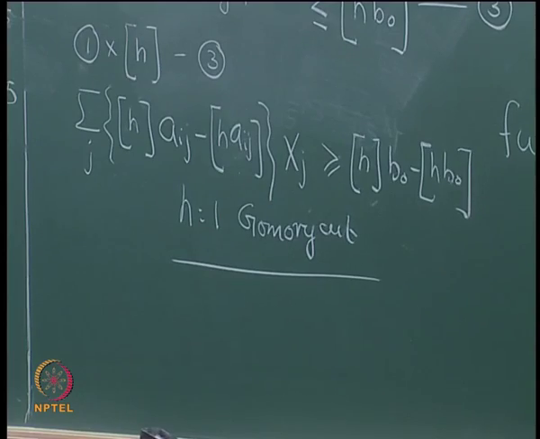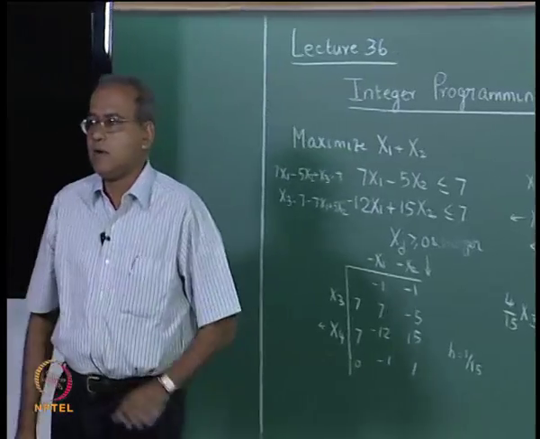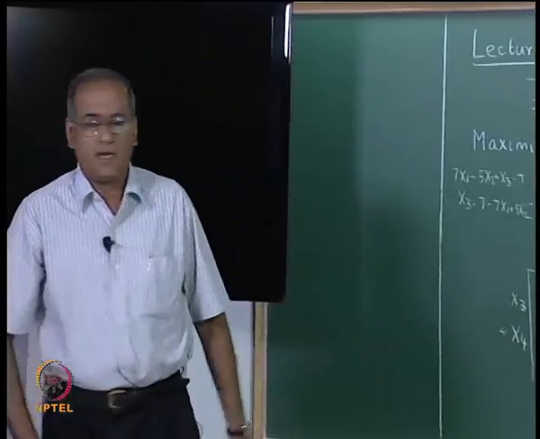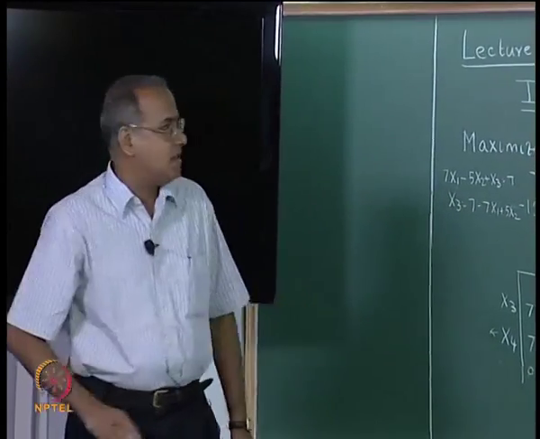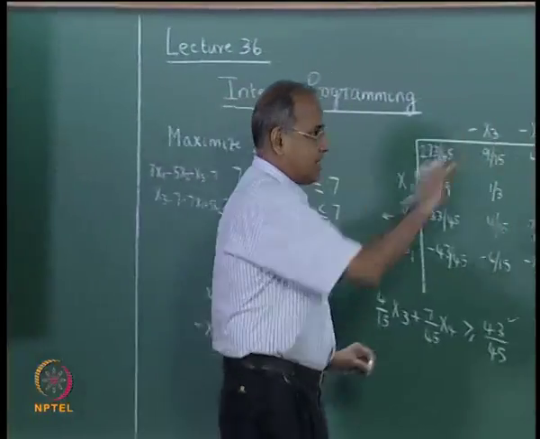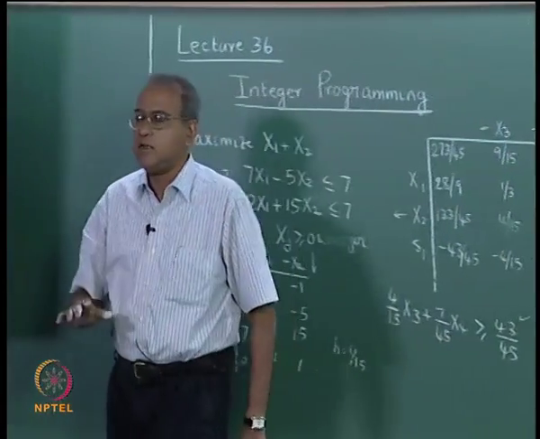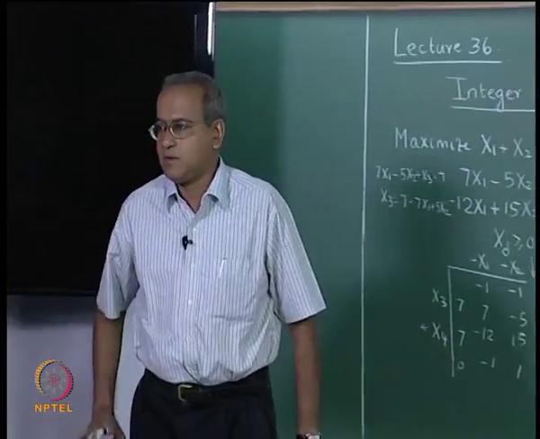So there is a different h depending on the all integer primal algorithm and another h depending on the all integer dual algorithm. So this is how we can relate the three cuts that we have already seen to what is called a fundamental cut.